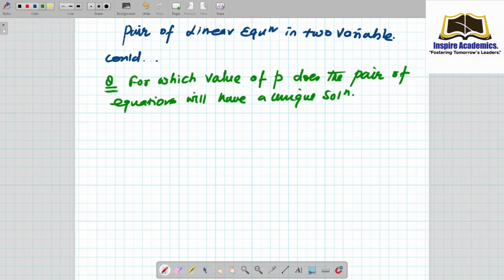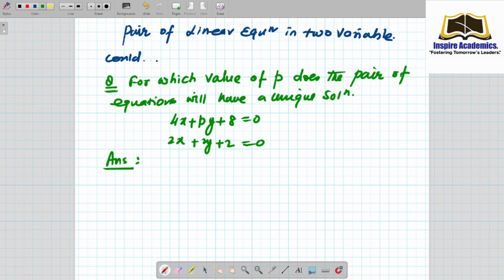Let us go back to what we have already learnt. First we have to mention what are the equations. The given equations are 4x plus py plus 8 equal to 0, 2x plus 2y plus 2 equal to 0. Let us find the solution.